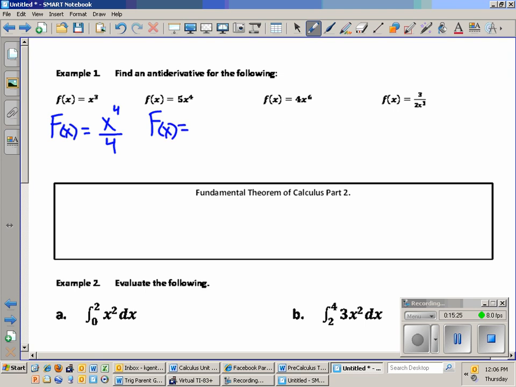Large F of x is equal to 5x to the 5th over 5. And they cancel, so large F of x is equal to x to the 5th. That's the antiderivative. 4x to the 6th. What's this one? It will get harder, but this is the idea. We're going to practice it while it's nice and easy.